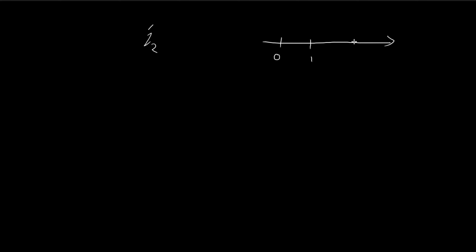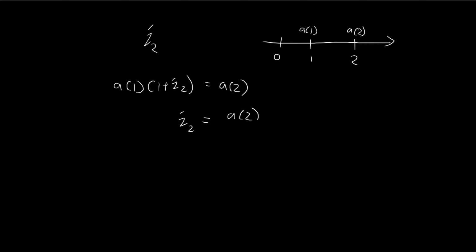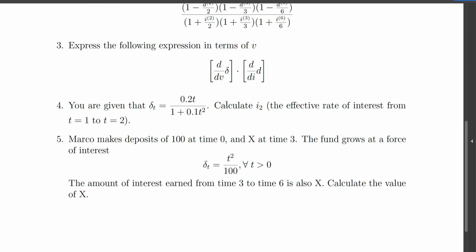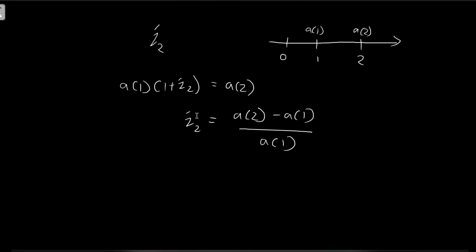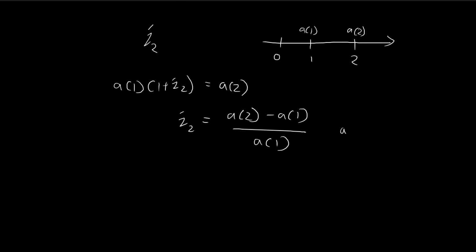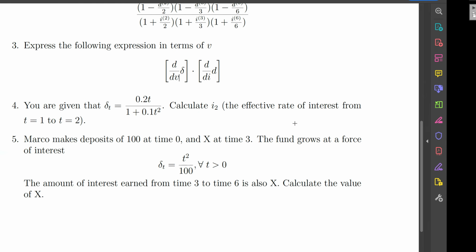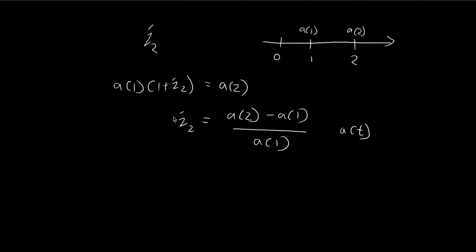So if I start at time 0, I accumulate up to A1, and then I end up with A2 at time 2. By definition, A1 and A2 are related in this way. So the effective rate of interest is going to be equal to this expression. So for this problem, if we want to find i2, all we have to do is find the accumulation function, A(t), through this force of interest.